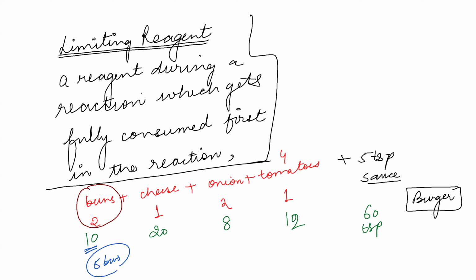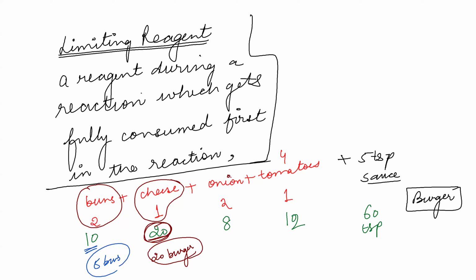Every burger requires one slice of cheese, so I have 20 slices. That means this is a sufficient quantity. Are we understanding? Because I can make 20 burgers if I just calculate with regards to the cheese, because every slice is one burger.